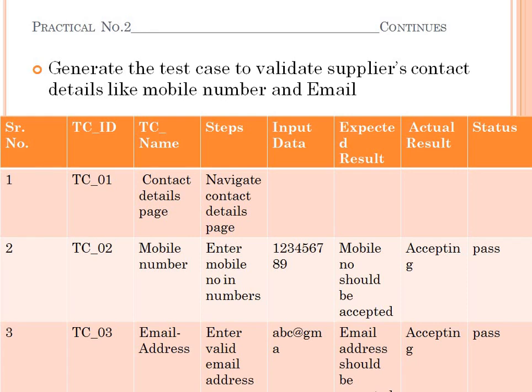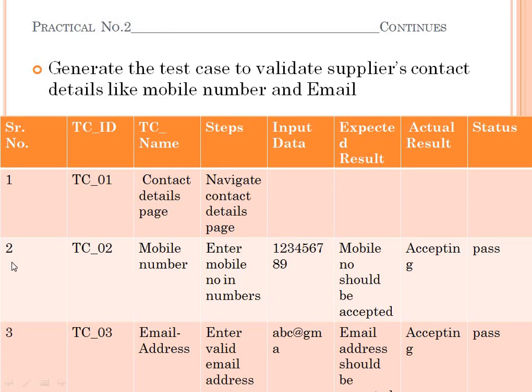Here is another test case. Generate the test case to validate the supplier's contact details like mobile number and email address. The same parameters are used: TC ID, TC name, steps, input data, expected result, actual result, and status. Test case number 1, contact detail page. Navigate to the contact detail page. Here input data, expected result, actual result, and status are not required.